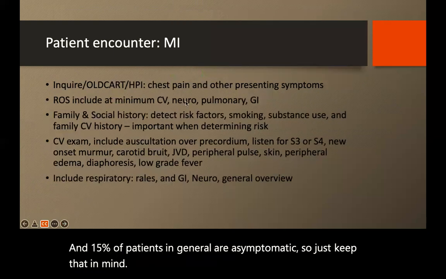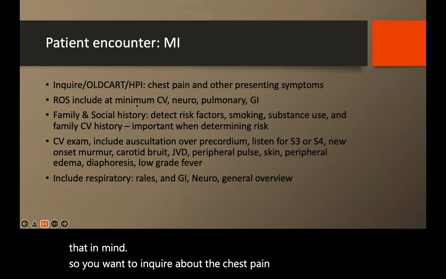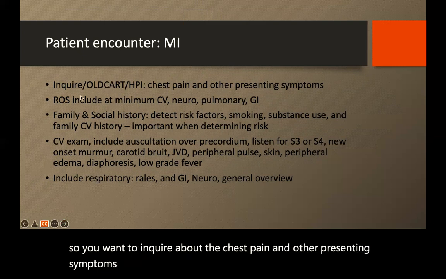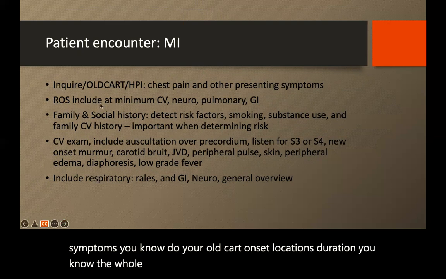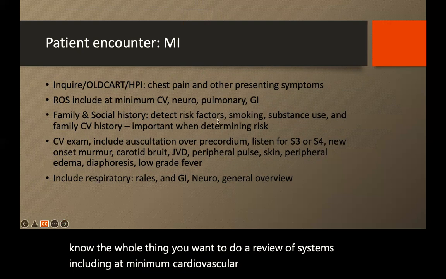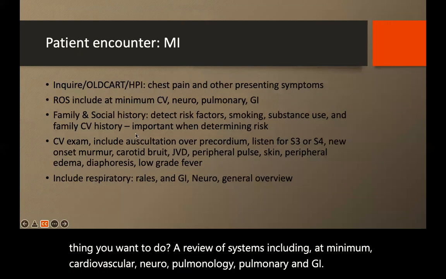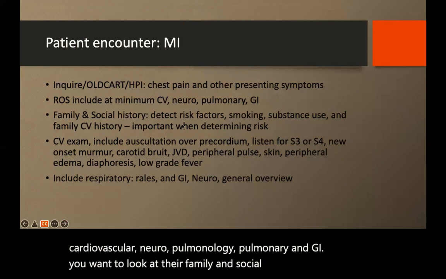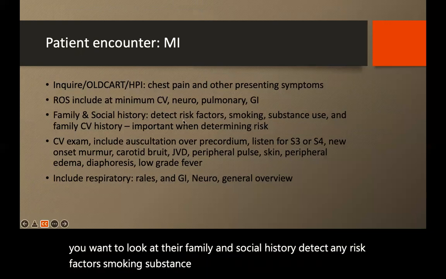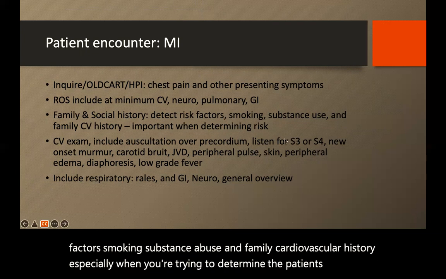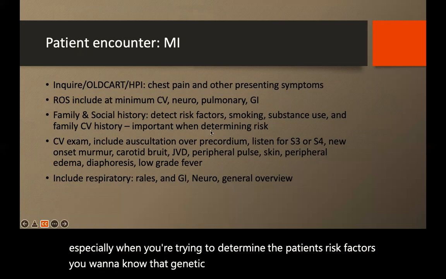So you want to inquire about the chest pain and other presenting symptoms. Do your old cart, onset, location, duration, the whole thing. You want to do a review of systems, including at minimum cardiovascular, pulmonary, and GI. You want to look at their family and social history, detect any risk factors: smoking, substance abuse, and family cardiovascular history. Especially when you're trying to determine the patient's risk factors, you want to know that genetic profile.